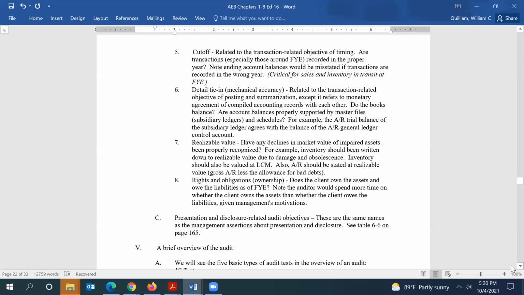And the final thing here in the chapter, we made good time today. Presentation and disclosure related audit objectives. And these are the same names as the management assertions about presentation and disclosure. We already know them.